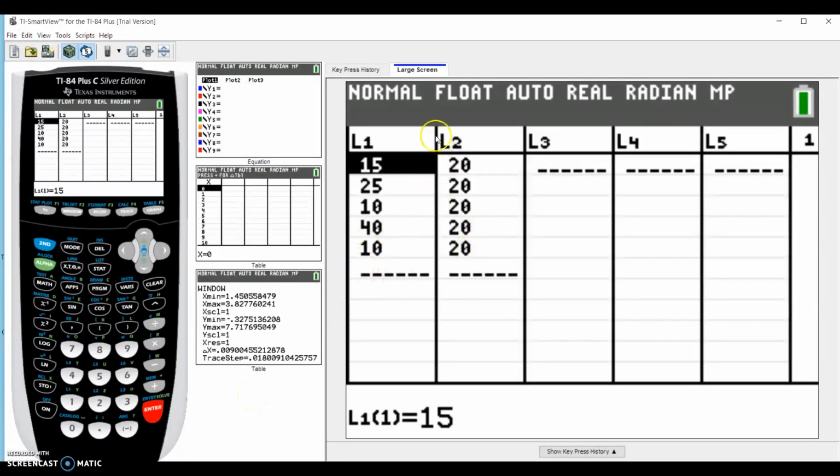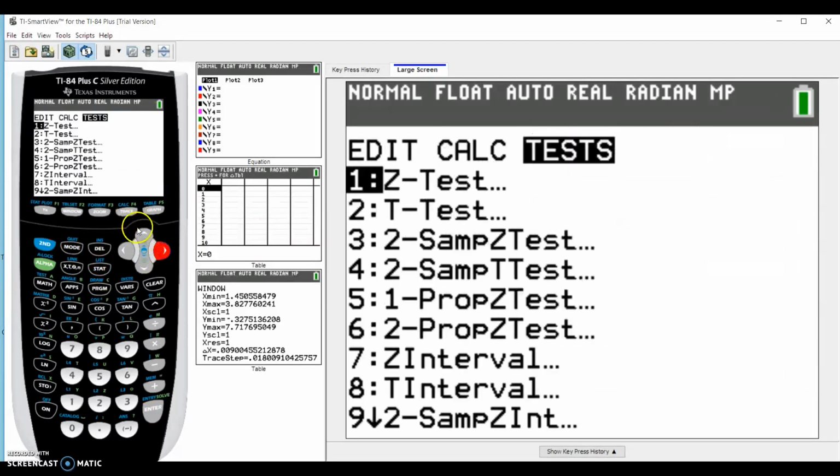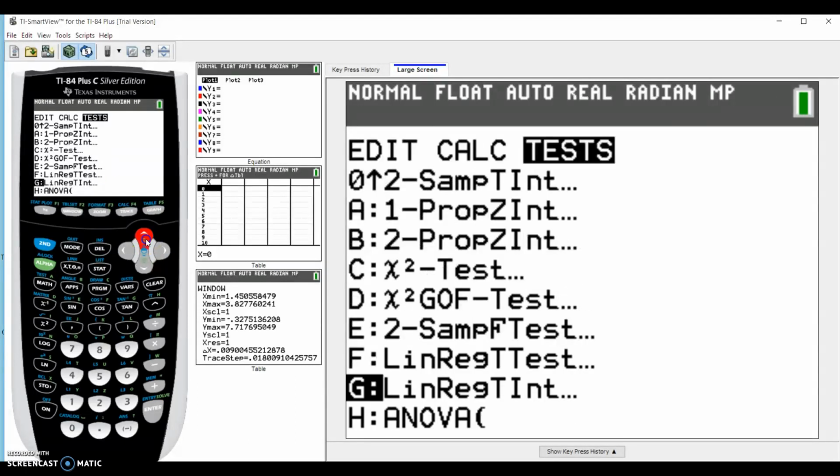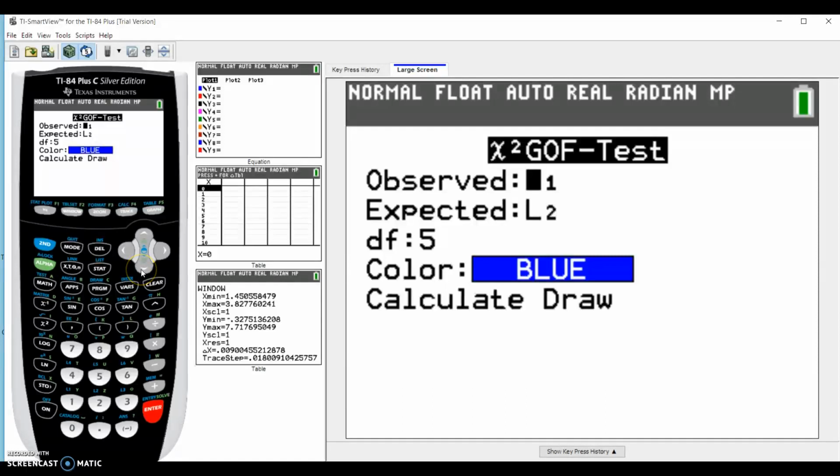So I made my observed list, list 1, my expected list, list 2. This is kind of like the example where the accidents outside of a school where we were expecting an equal distribution across days. So we had 20 as our expected value. And so now if we go back to stat and test and we look for that chi-squared goodness of fit, then with list 1 as our observed values, list 2 as our expected values, the degrees of freedom here is actually 4 because we had 5 categories, and that should be n minus 1.